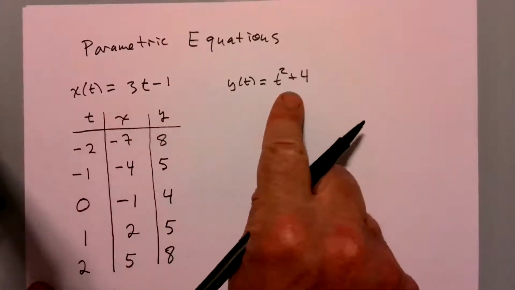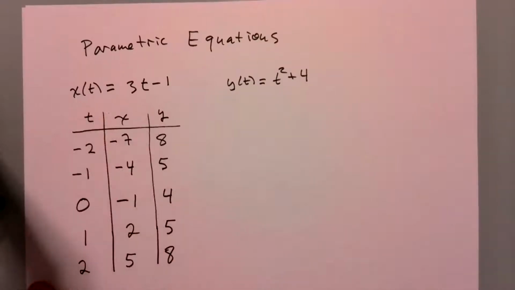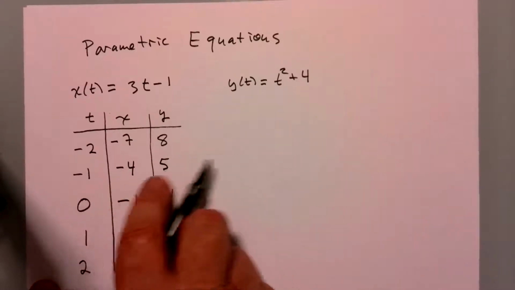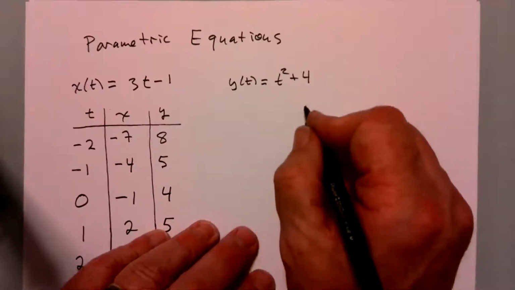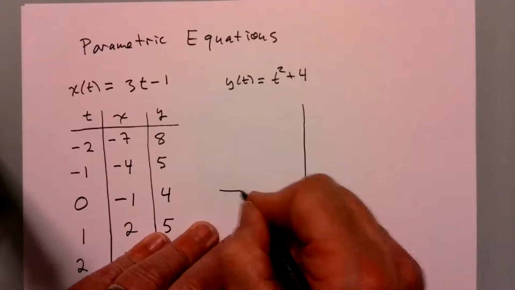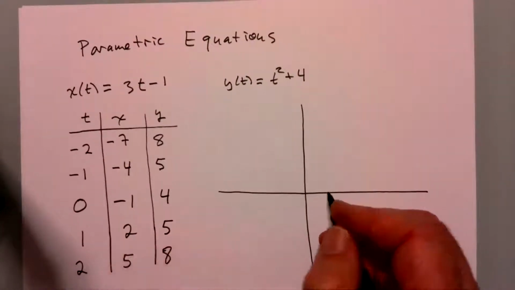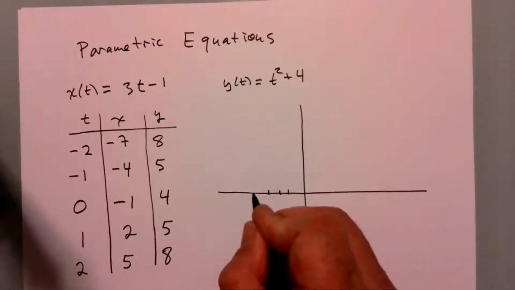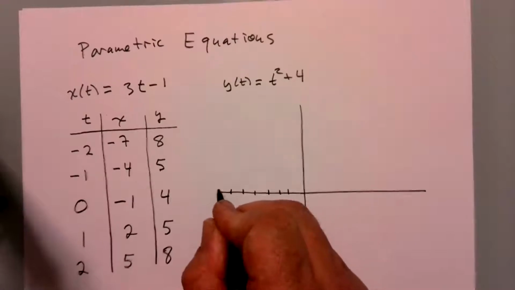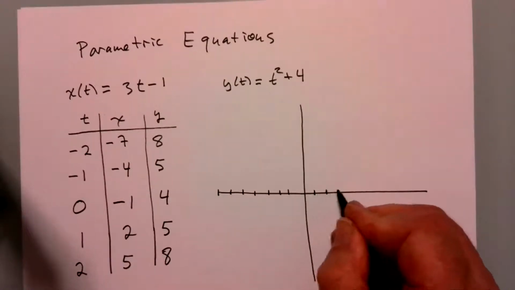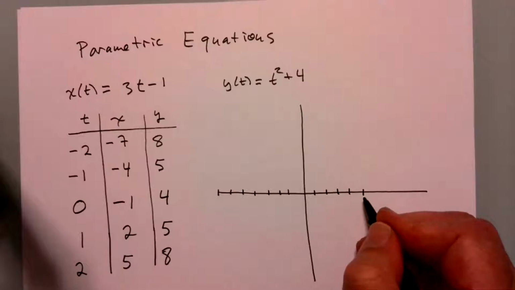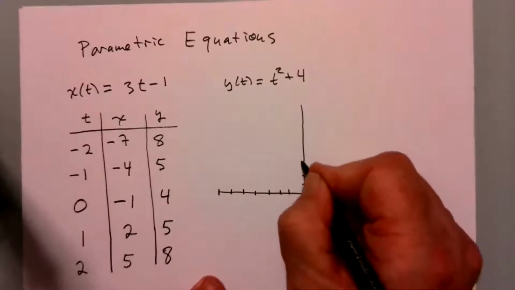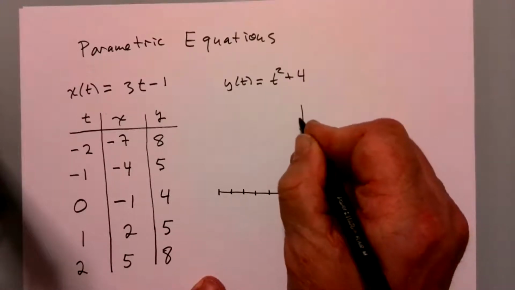So parametric equations, we have a variable t that we think of like time. At time -2, we're at the point -7, 8. At time -1, we're at the point -4, 5. So if I want to graph this, what does that look like? x goes to -7, 1, 2, 3, 4, 5, 6, 7. It goes to 5. 1, 2, 3, 4, 5. The y values are all between 4 and 8, so I don't need a whole lot of y values. 1, 2, 3, 4, 5, 6, 7, 8.